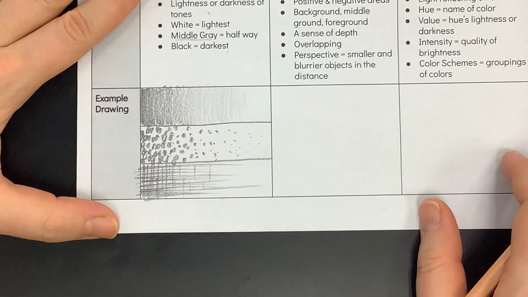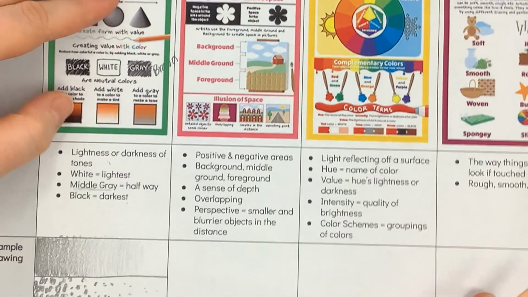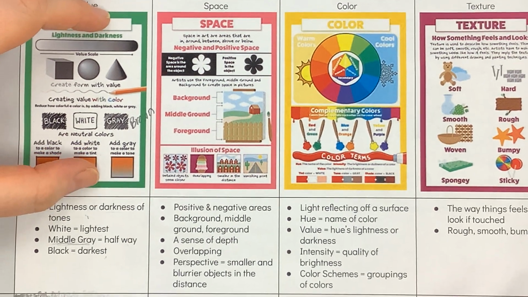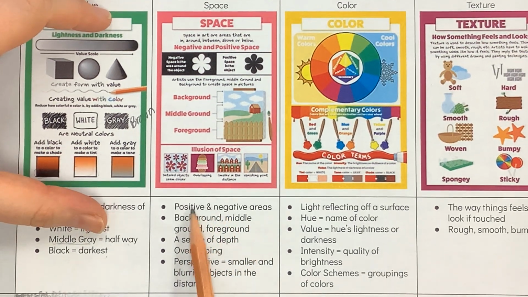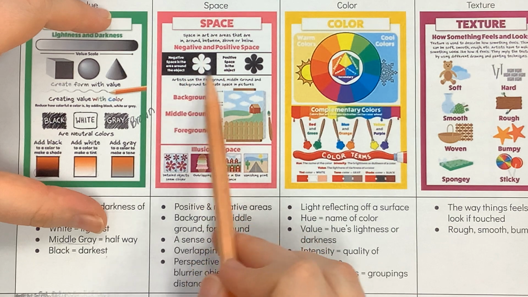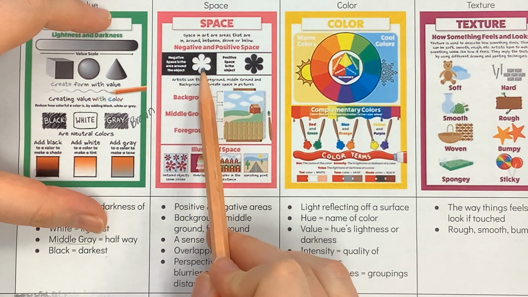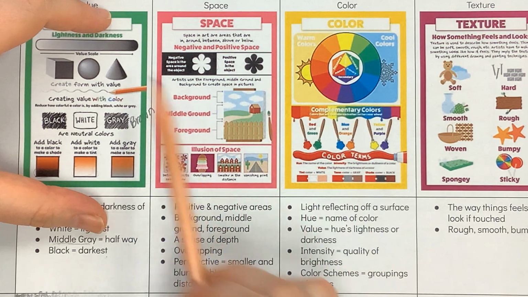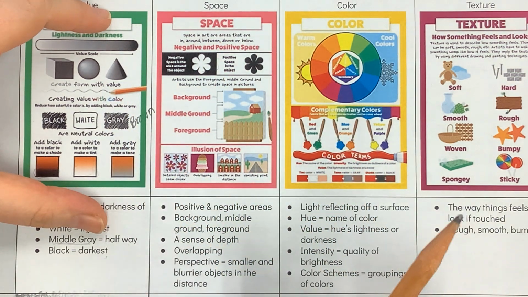All right, we're into space. Space is kind of a big term. There's a lot of different ways that you can create space. One of the main ones is that space has positive and negative areas. When we're looking at this image up here, the negative space is the black. It's everything around that flower. The positive space would then be the flower. So it's just identifying your object. That would be the positive space. Everything around that object would be the negative space.